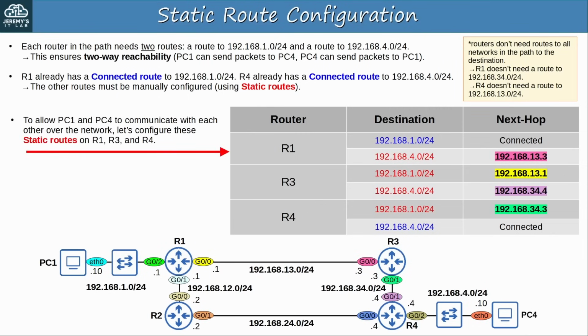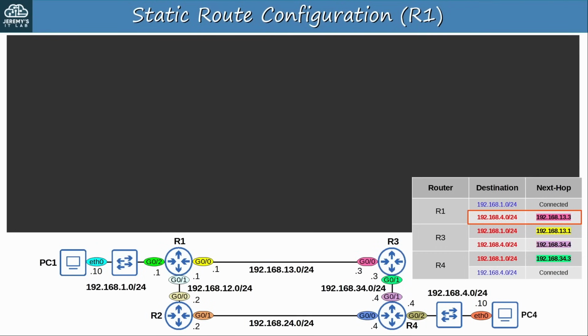To allow PC1 and PC4 to communicate with each other over the network, let's configure these static routes on R1, R3, and R4. First up, let's configure R1's route to 192.168.4.0/24. Here is the format of the command. From global config mode, ip route, followed by the destination network IP, netmask, and next hop IP.